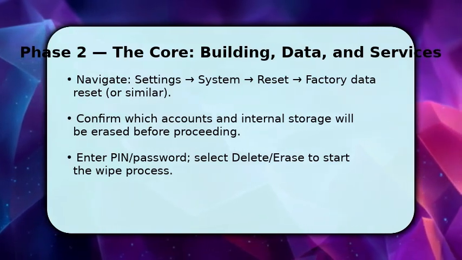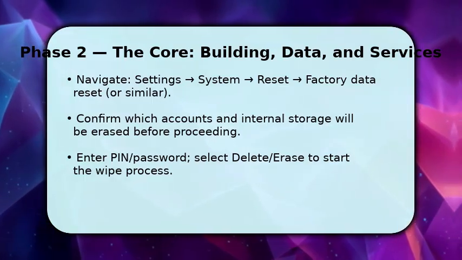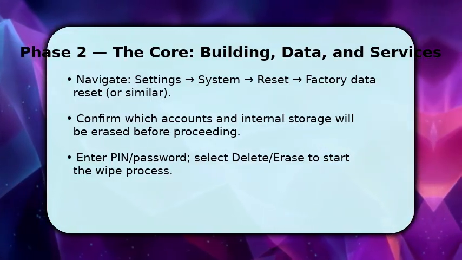Once you're in reset options, choose factory data reset, and read the list of accounts and storage marked for erasure. You do this so nothing important gets lost unexpectedly.